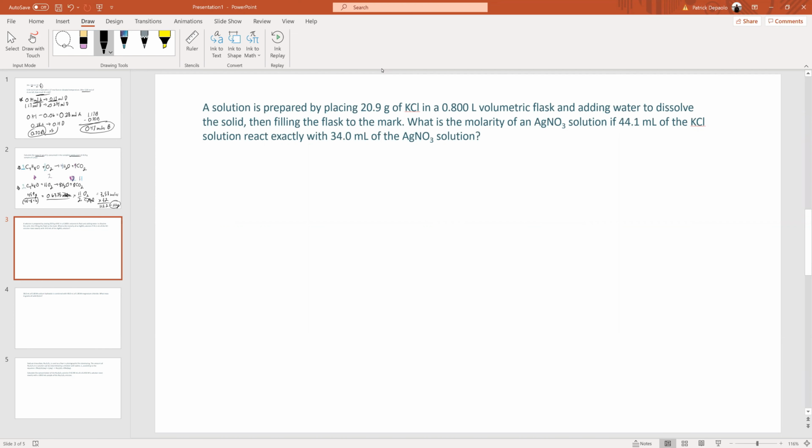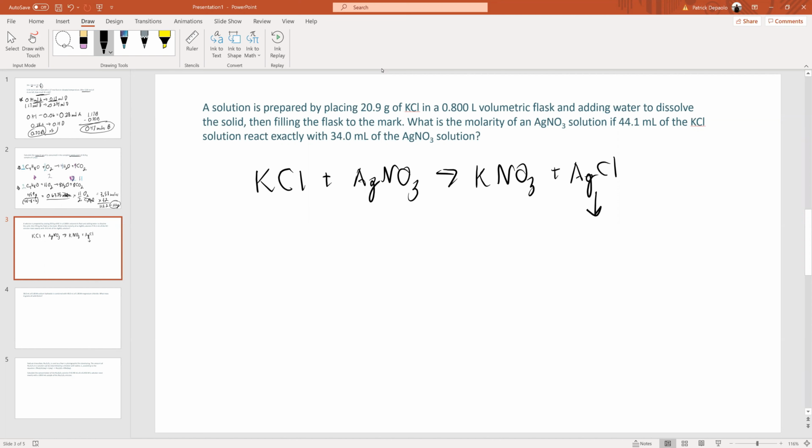And we know the balanced equation is going to be KCl plus AgNO3. Then what we would do here is flip the cations to get KNO3 plus AgCl. All right, and silver chloride would be your precipitate, because silver chloride is not soluble. Okay, so next step is we want to get into the math of it.